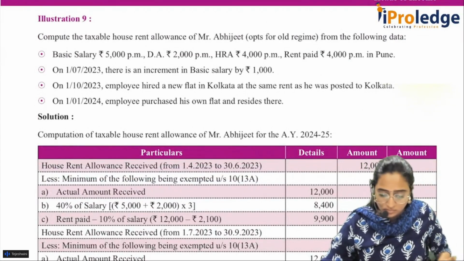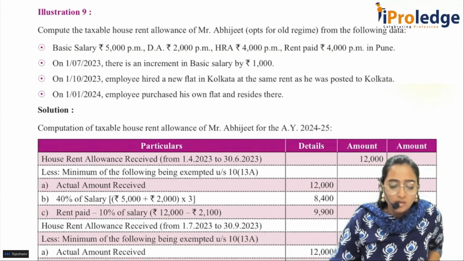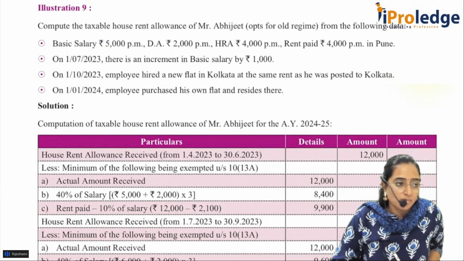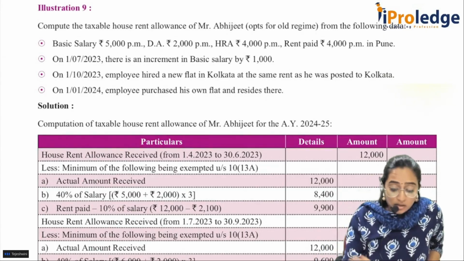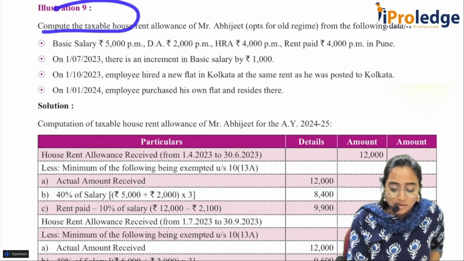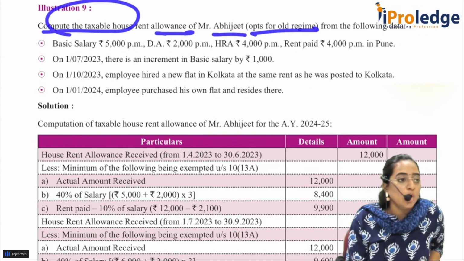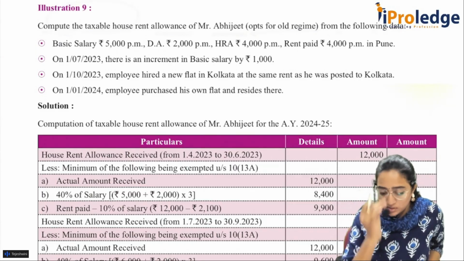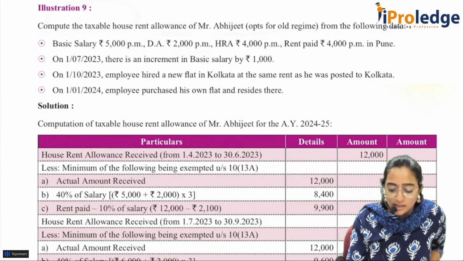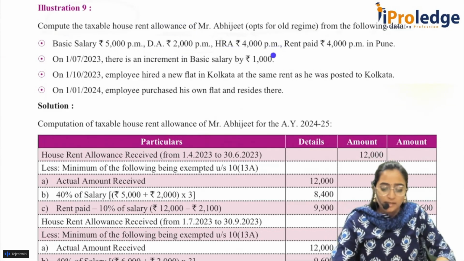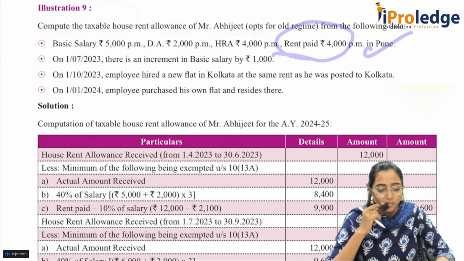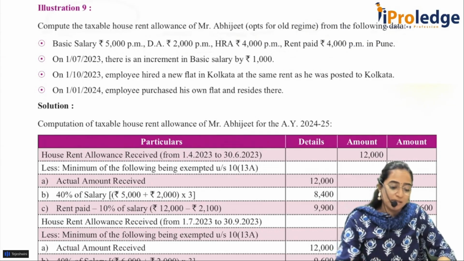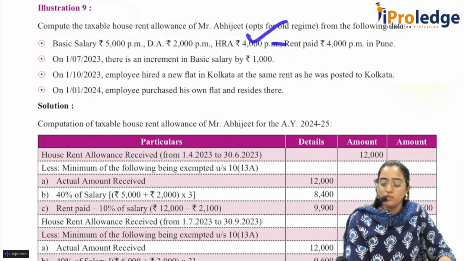So everyone, let's do this question from CMA material, source being CMA. Compute the taxable income of HRA of Mr. Abhijit, who opts for the old regime, from the following data. Basic salary 5,000 per month, DA 2,000 per month, HRA 4,000 per month, rent paid 4,000 per month in Pune. So this fellow was receiving basic salary 5,000 per month, DA 2,000 per month, HRA 4,000 per month, and the rent he was paying is in Pune.